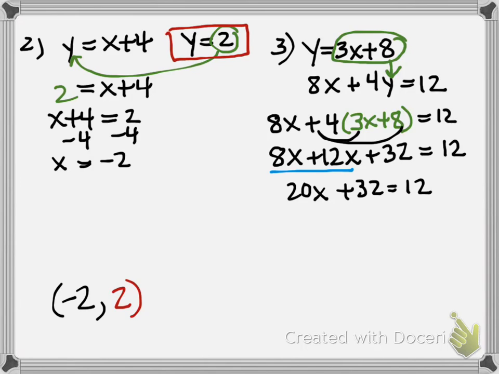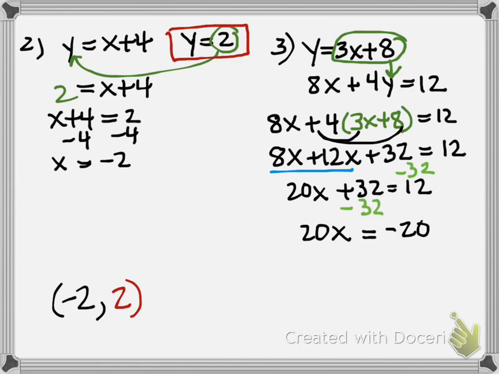I'm going to get the constants together, doing opposite operations. I'm going to put up here so I can do the math a little better. I'm going to subtract 32 from both sides. So always put my bigger number on top when it's a subtraction problem. And I get 20x equals negative, bigger number's negative 20.